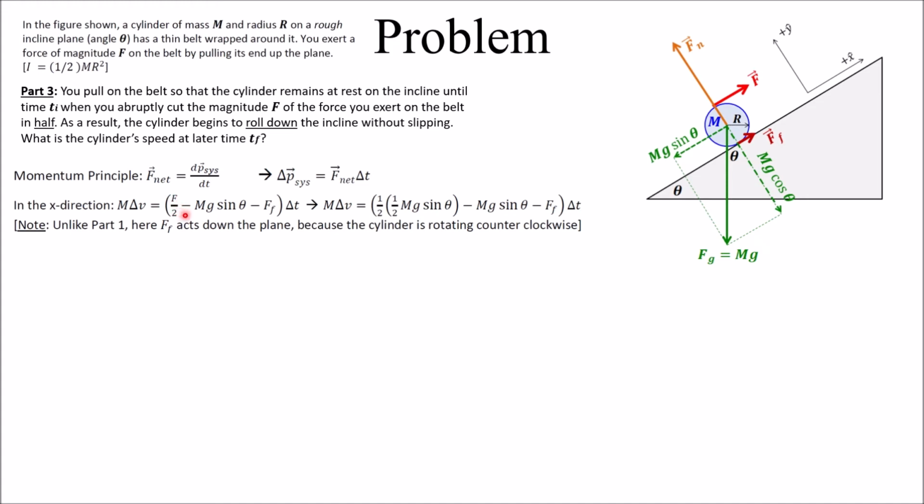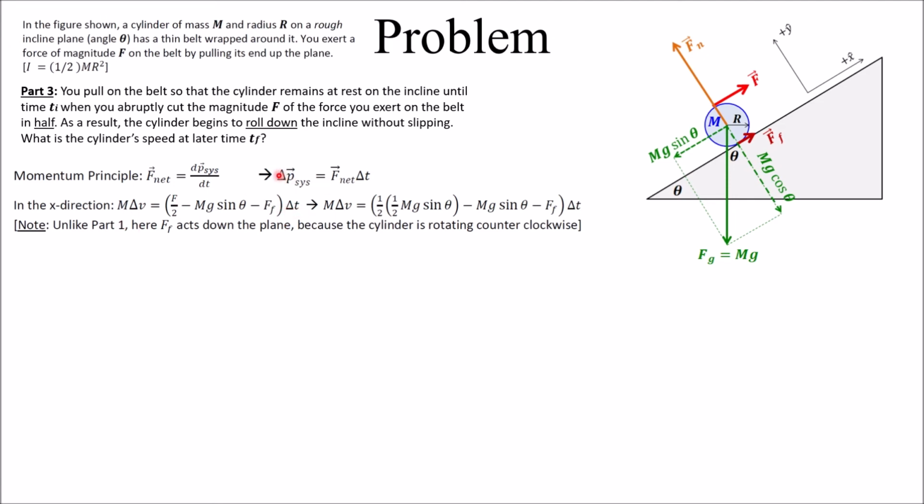F over 2 minus mg sine theta. Remember, we cut our force in half, so F over 2 is acting up here. And then we have mg sine theta, which is acting down, and our friction changed direction because we're beginning to roll down instead of up. And so our friction is going to be minus force of friction times our delta t.